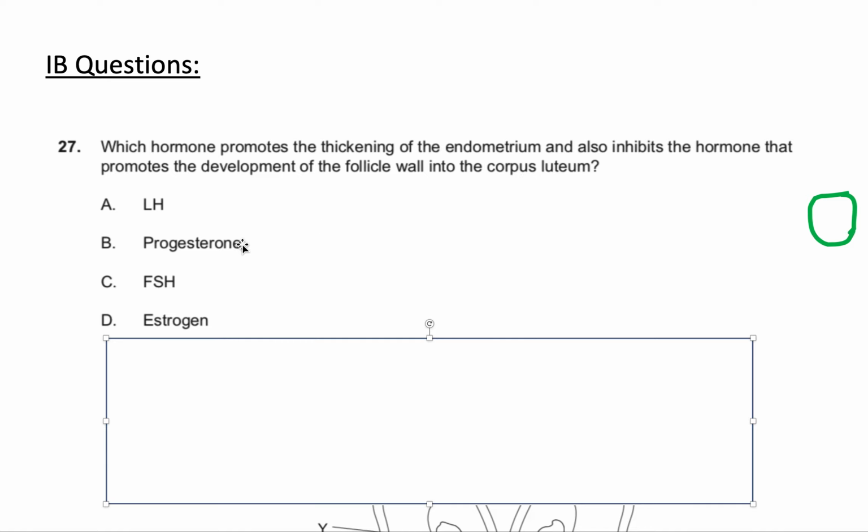Progesterone is the hormone that does this, but it also inhibits FSH. And FSH is the hormone that is responsible for making the new egg. So it will kind of develop the corpus luteum, because the corpus luteum is a thing that will basically, after redeveloped, contain the egg. So progesterone is the answer, because estrogen has no business to do with the corpus luteum.